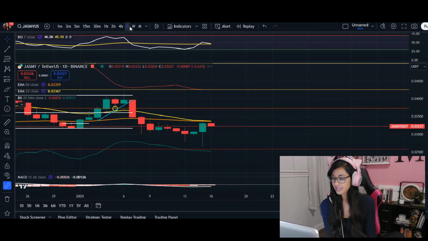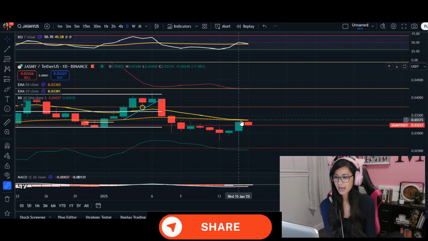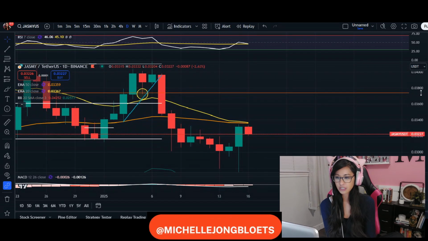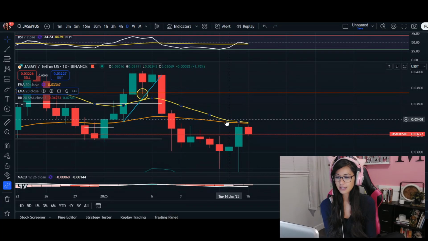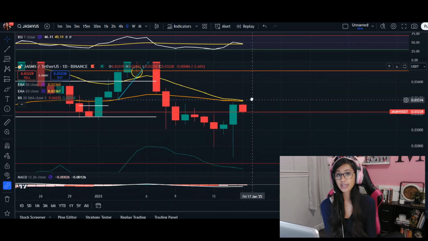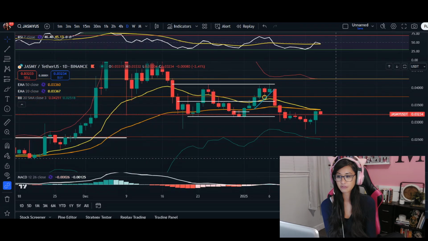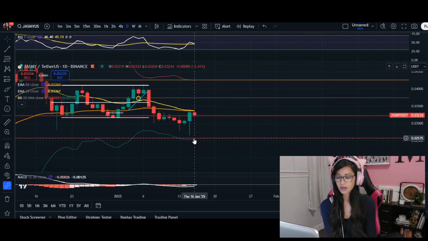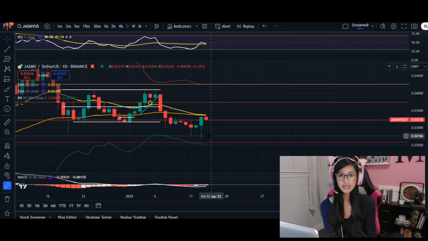Heading over to the daily time frame here, we can see JASMY climbing back up to our moving averages. We can see the moving averages are getting closer together. If the 20 moving average dips below our 50, that's going to be essentially a death cross, and price may want to come back down closer to the bottom of our Bollinger Band. We did talk about possible targets coming down here at 0.025 before we're able to see that immediate uptrend.